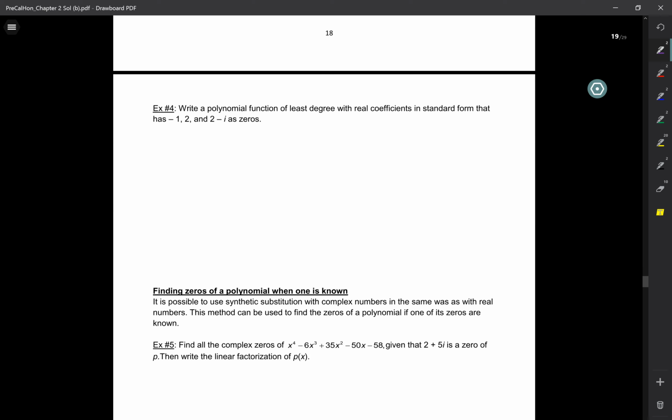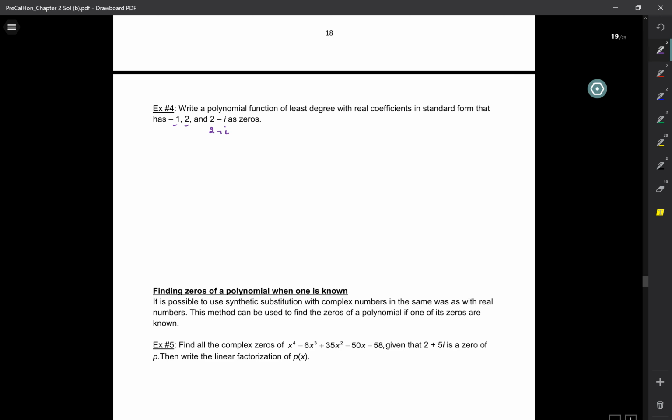All right, for the next part, we're given zeros, and we have to go backwards and write the polynomial function. So I have zeros of negative 1, 2, and 2 minus i, but whenever I have a complex zero, remember imaginary numbers come in pairs. So if I'm given 2 minus i, the complex conjugate 2 plus i is also a solution. So that gives me a total of 4 zeros. So it has to be a polynomial of degree 4.